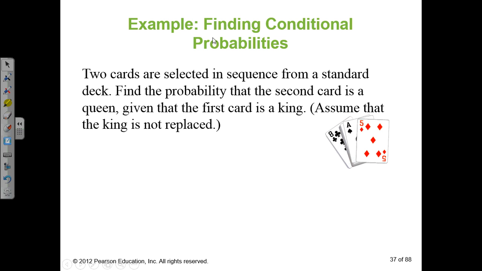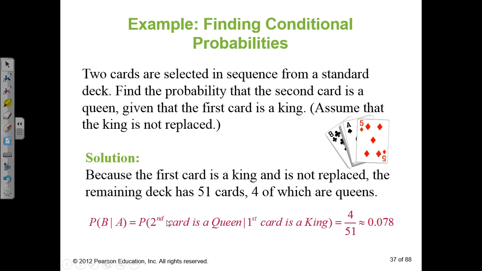All right, so let's find a conditional probability. Suppose we're going to select two cards from a standard deck of 52 cards. And we want to know what's the probability that the second card is a queen given that the first card is a king. Assume that the king is not replaced. Well, there's 52 cards in a deck. And we know that one has been taken out and is on the table, and that card is a king. So there's 51 cards left in our deck, but all 4 queens are there. So the probability of the second card is a queen, given that the first is a king, is 4 out of 51, or 0.078.